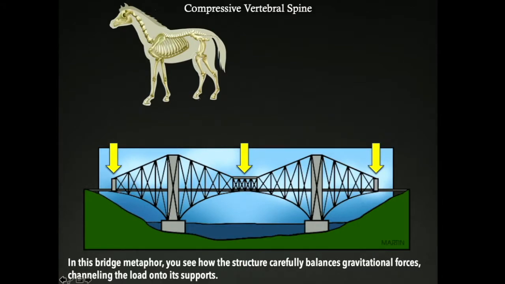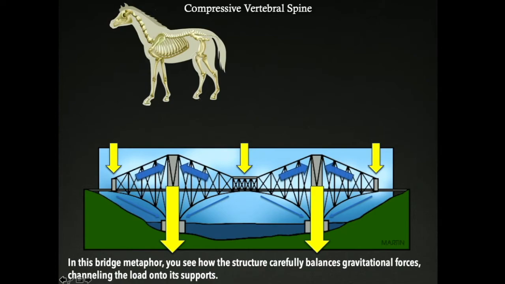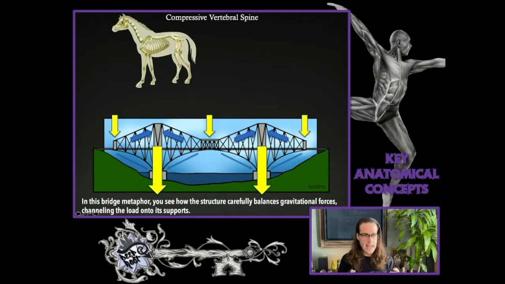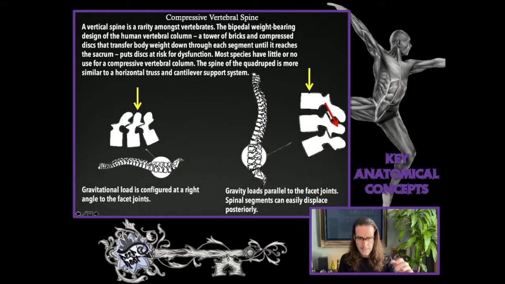After that, load transfers through the cables to the anchorages. Following that, towers dissipate the compression and tensional forces pass to the anchorages and into the ground. And furthermore, load continues to be transferred through the cables back up to the towers. So you see this really nice cycle. And that's essentially what's happening in the quadrupedal design. If we go back to the previous slide, you see that the spine is more like a suspension bridge.